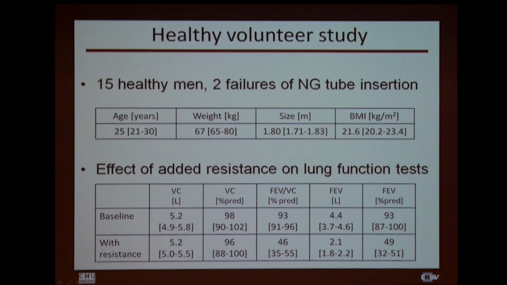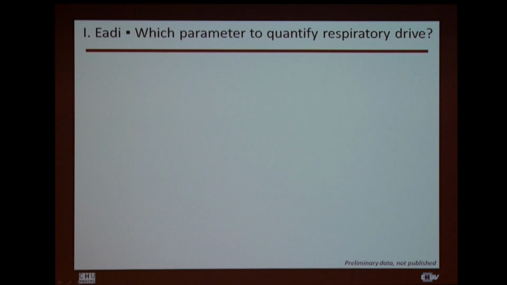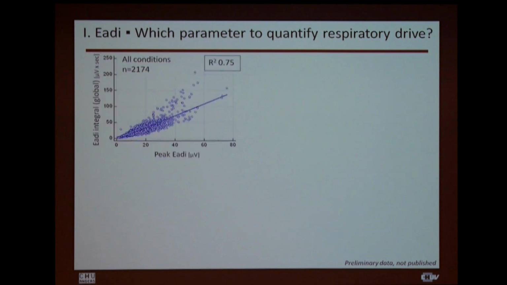Fifteen men were included in this study, and we can see here that when we added the resistance, we had a significant decrease in the Tiffeneau ratio and in the forced expiratory volume. Now, the first question I asked: which parameter to quantify respiratory drive? You can see here that there is a good correlation if we put all conditions together, which means spontaneous breathing and assisted ventilation with and without resistance.